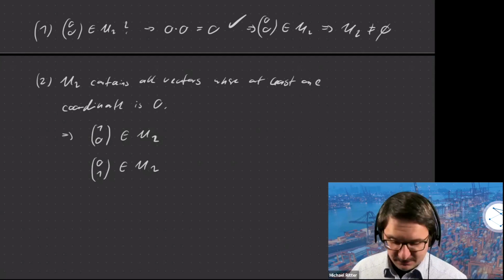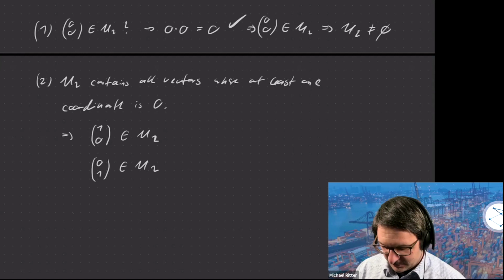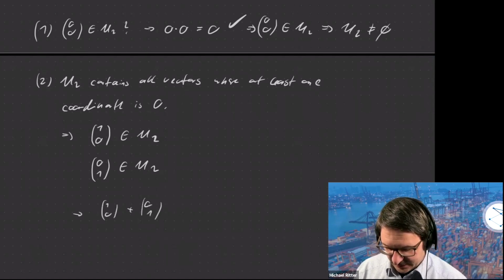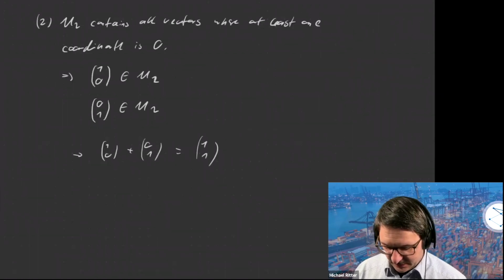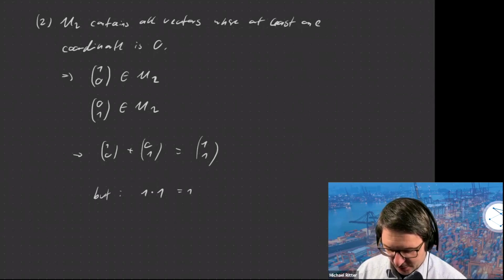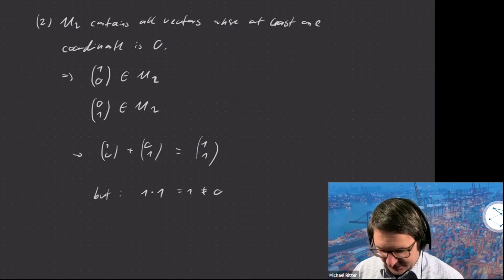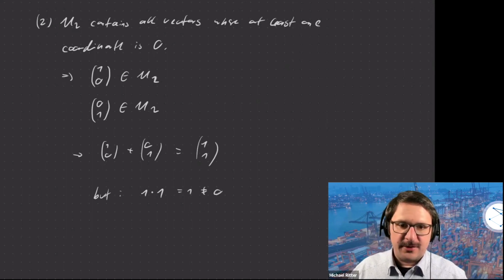What about their sum? If we add those two, then the result is the vector (1, 1). But 1 times 1 is 1 and not 0. Oops, sorry. So this here, that's the vector where no coordinate is 0, and that is not contained in U2.